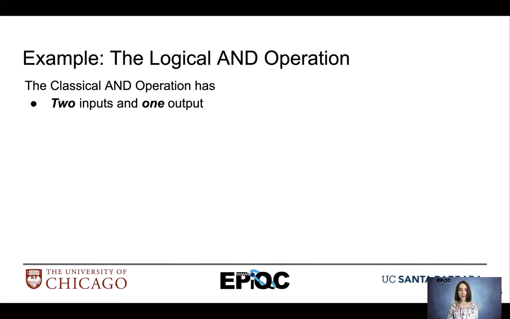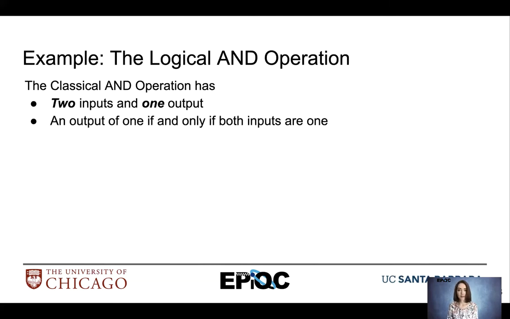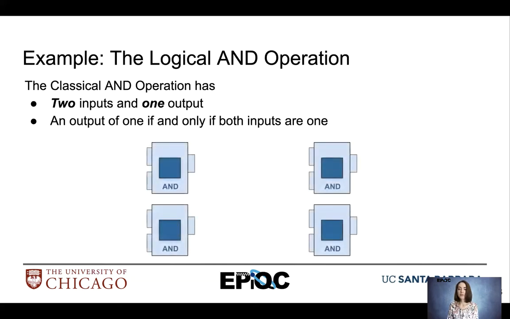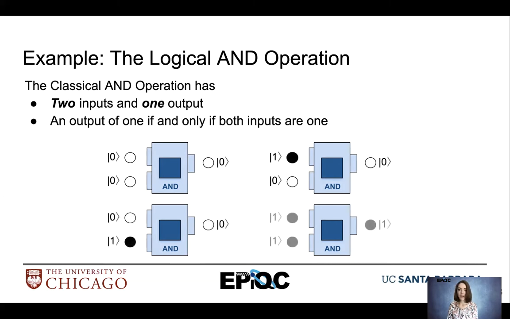The AND gate has two inputs and one output. The output of this gate equals 1 if and only if both inputs are equal to 1. So let's check this out. If we have two inputs equal to 0, we get an output of 0. If we have a single input of 1, output of 0. And if we have two inputs equal to 1, we will get an output of 1.